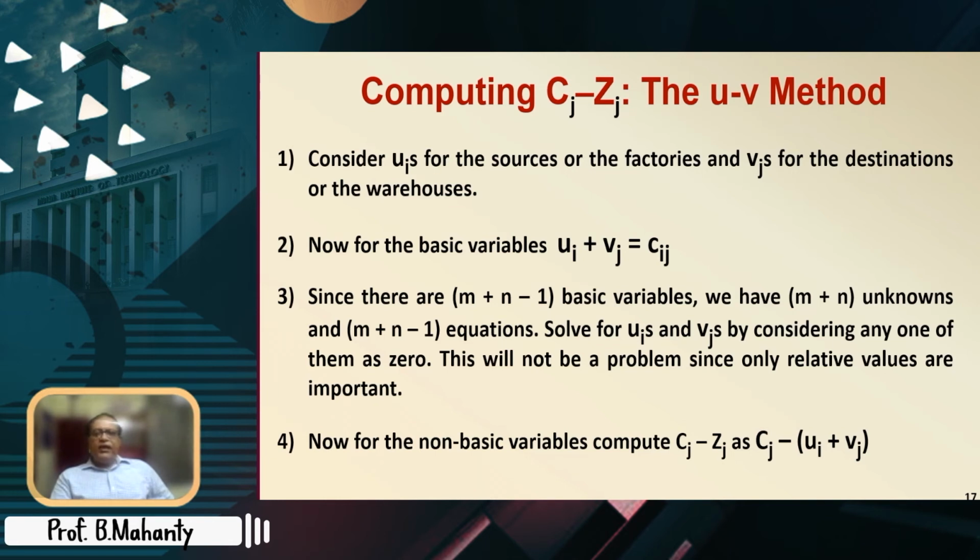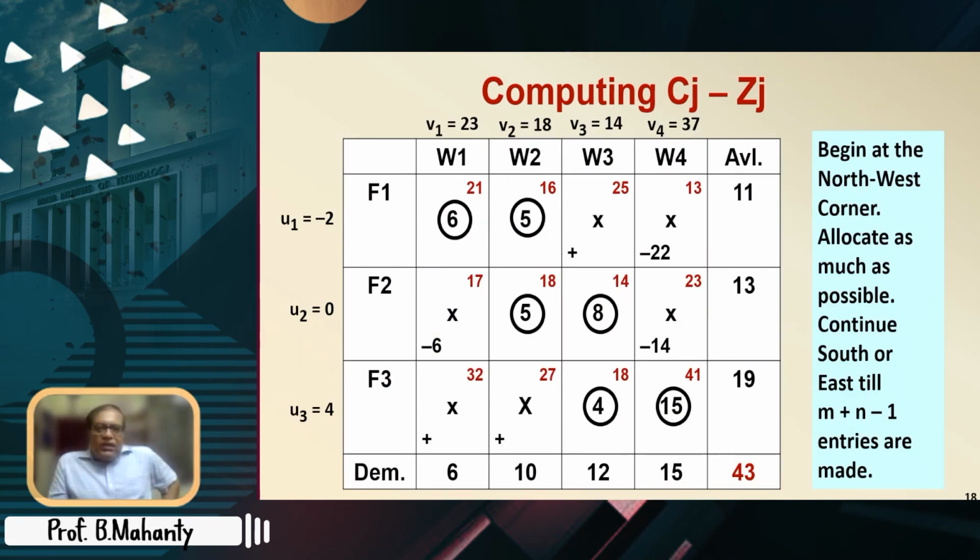Now for the non-basic variables, compute Cj minus Zj as Cj minus Ui minus Vj. All right, so once again, we'll come back to this slide. Let's look at how these computations are made. For the basic variables, Ui plus Vj should be equal to Cij, right? So these are the 6 basic variables, and there are 7 unknowns, 3 Ui's and 4 Vj's. So let us see how they are computed.